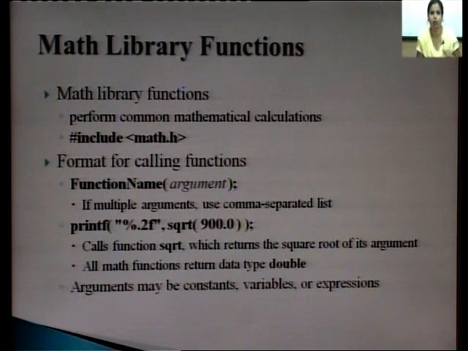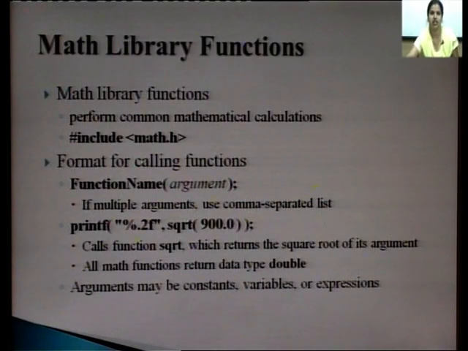The argument list will be separated by commas. If multiple arguments, then we can use commas to separate the list. And then comes the printf command. For example, printf percentage point 2f sqrt of 900. Here sqrt is a function having the argument 900.